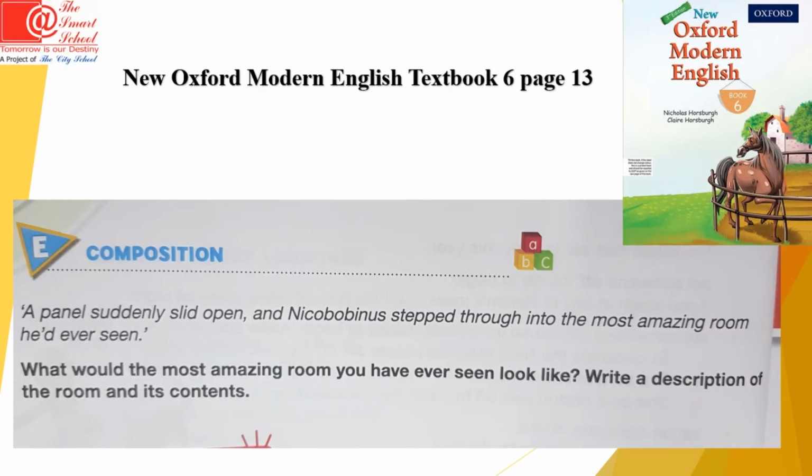Now come to your Oxford English textbook, page number 13, and let's complete this question. A panel suddenly slid open and Nico Bobiner stepped through into the most amazing room he had ever seen. What would be the most amazing room you have ever seen look like? Write a description of the room and its contents. Now that's up to you. The contents and the description, it can be a fantasy, it can be real, it's totally up to you.